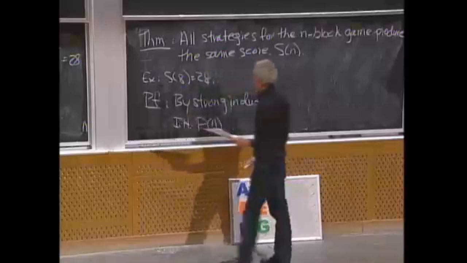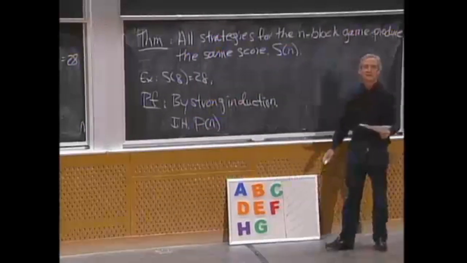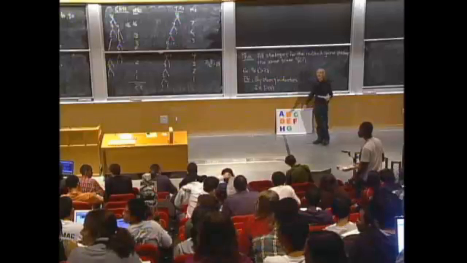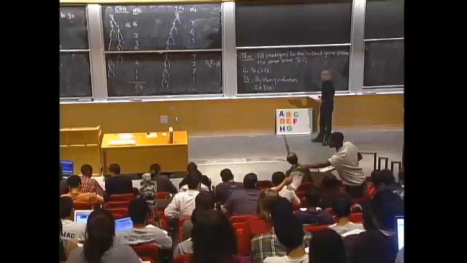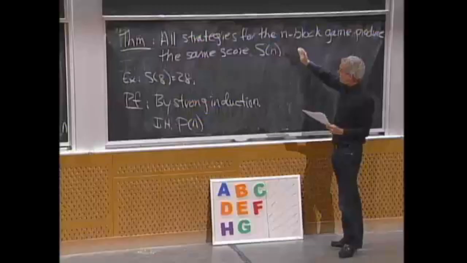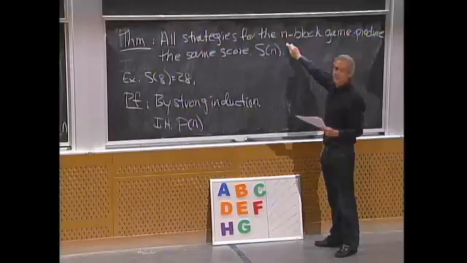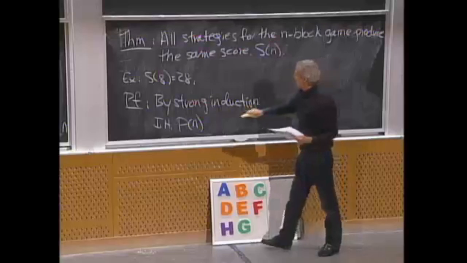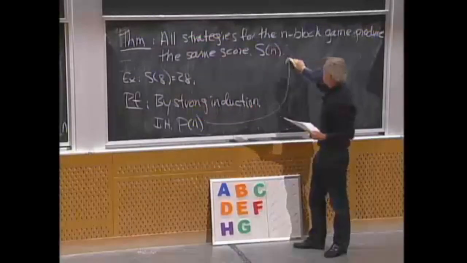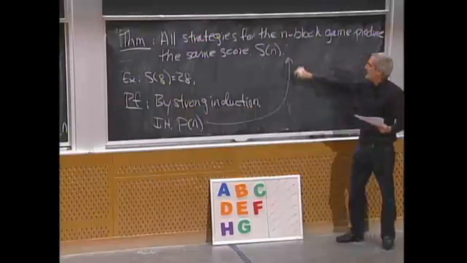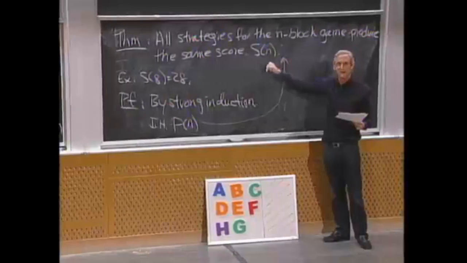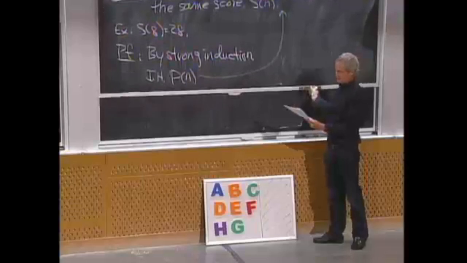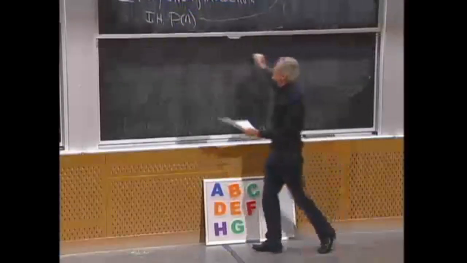Any guesses as to what P of n is going to be? What's that? Yeah, but that's part of it, but we're going to use this as a predicate to start with. You've gone a step ahead there. So I'm going to start with this as being the predicate, because I'm trying to show they're all the same, and I haven't figured out what the score is going to be, but I think you're already on a good track here for what the score is going to be. Now we do the base case.